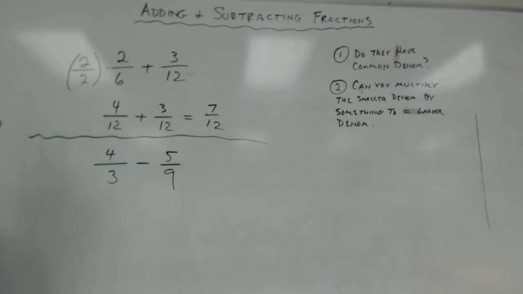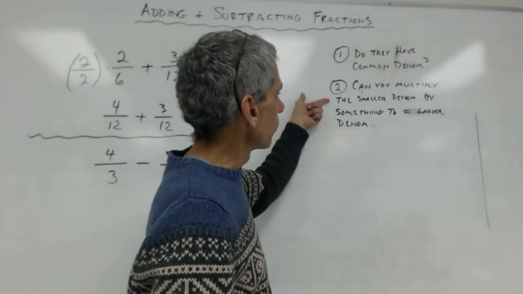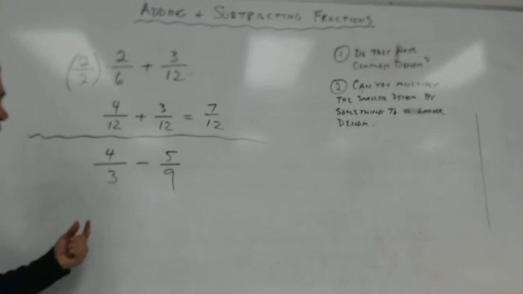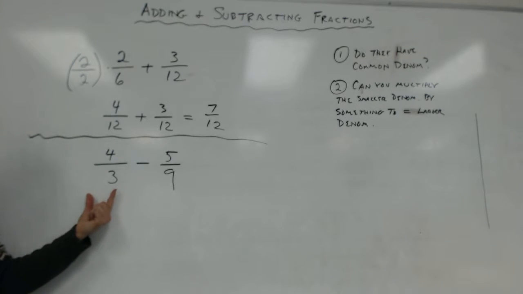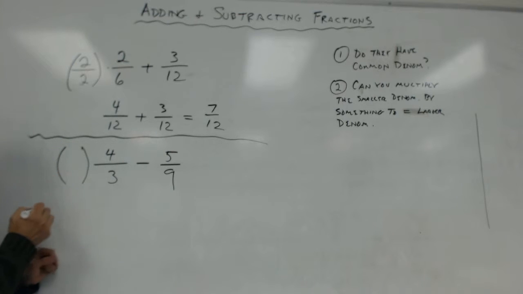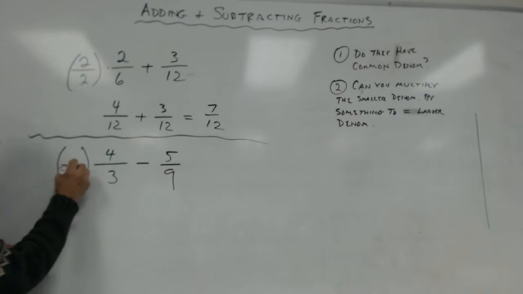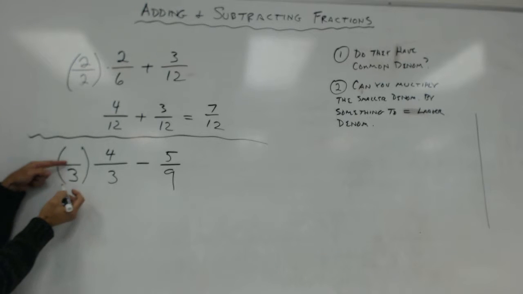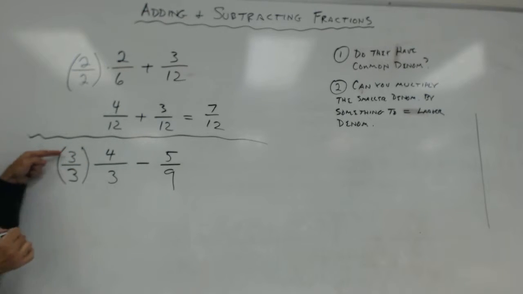No. Secondly, can you multiply the smaller denominator by something to equal the larger denominator? Yes. By what? 3. So I'm going to put my parentheses here. Parentheses always means multiply, right? And I'm going to put my fraction line. 3 times what again? 3. So if I put a 3 down here, I've got to put a 3 up here.